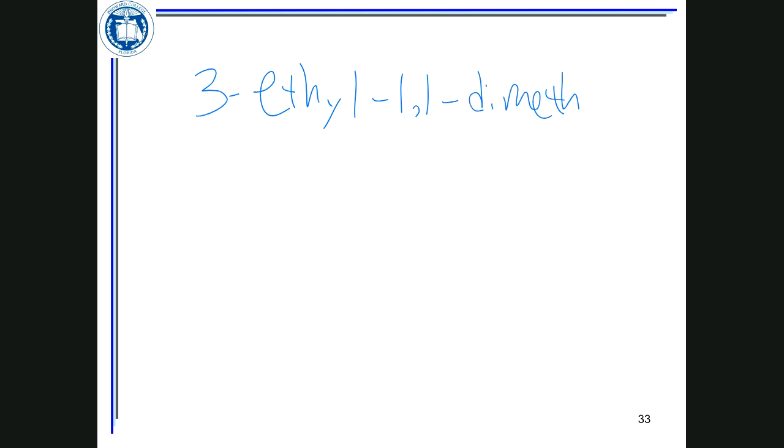Let's say if I give you a name for 3-ethyl-1,1-dimethyl cyclohexane. What would be the structure for this molecule?